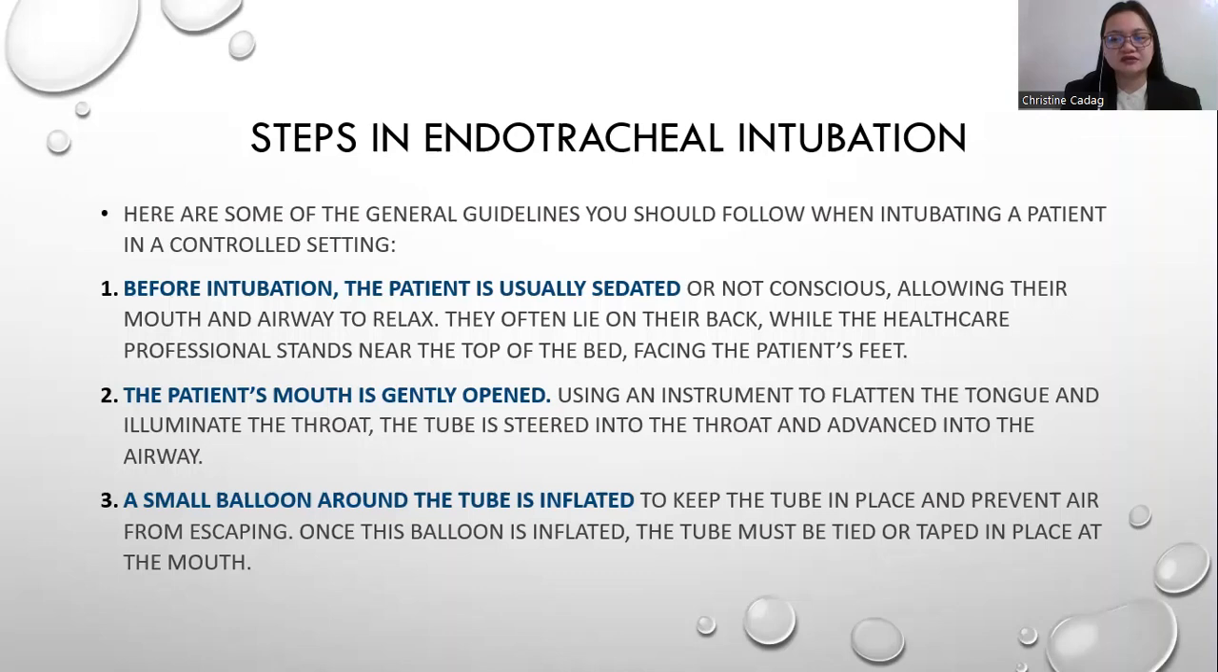The tube is steered into the throat and advanced into the airway. So that is how you insert the ETT. A small balloon around the tube is inflated to keep the tube in place and prevent air from escaping. Once this balloon is inflated, the tube must be tied or taped in place at the mouth.